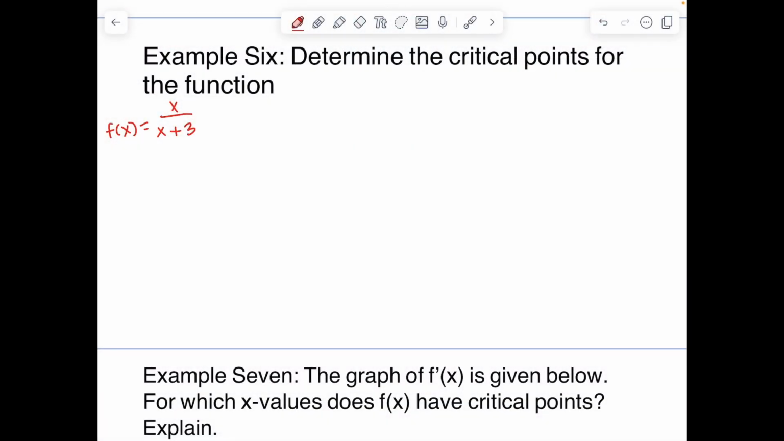Okay, for the sake of time, we're going to skip example 5, and if we have enough time, we're going to come back to it. But here's our next function, f of x equals x divided by x plus 3.